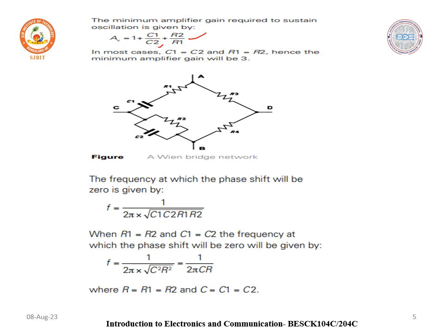When we use the common resistance and capacitance values, R1 is equal to R2 and C1 is equal to C2, the frequency at which the phase shift will be 0, then the frequency equation becomes F is 1 by 2 pi square root of C square into R square. The square root and square will cancel, so the final equation is F is equal to 1 divided by 2 pi RC, where R is equal to R1 is equal to R2 and C is equal to C1 is equal to C2.